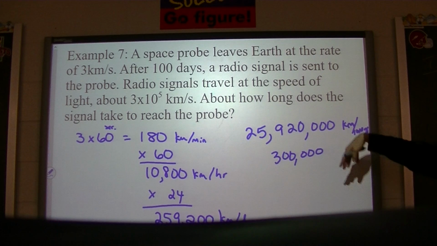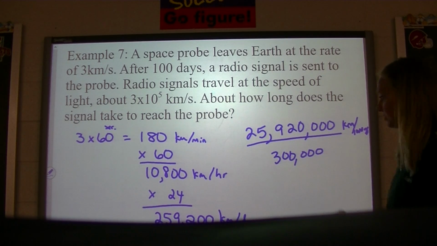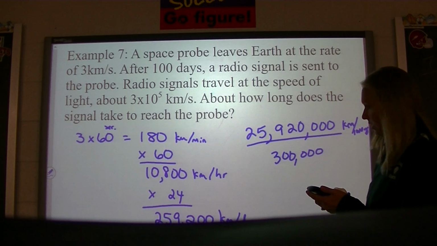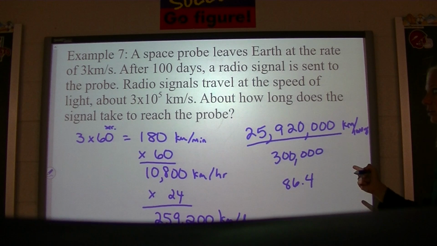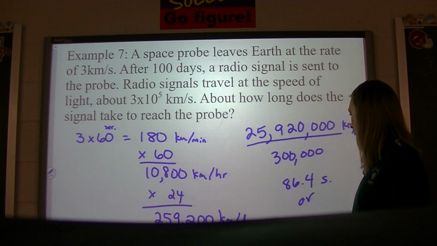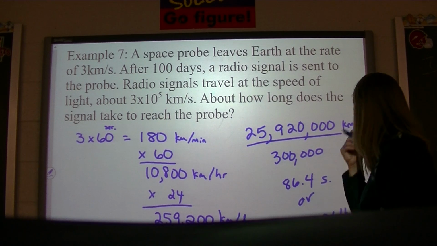So to figure out how long it's going to take this to overcome that, divide. We have to take 25,920,000 divided by 300,000, and we get 86.4. How long? Seconds. Or, if we wanted to convert it, we could say it's actually 1 minute and 26.4 seconds.